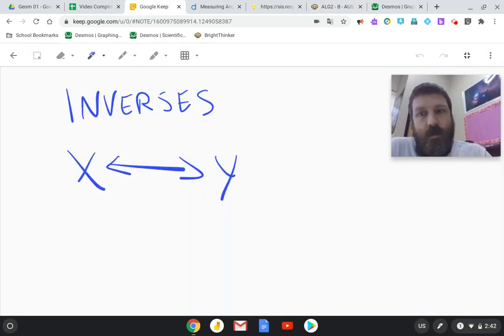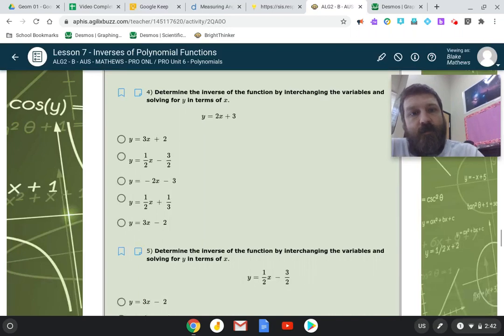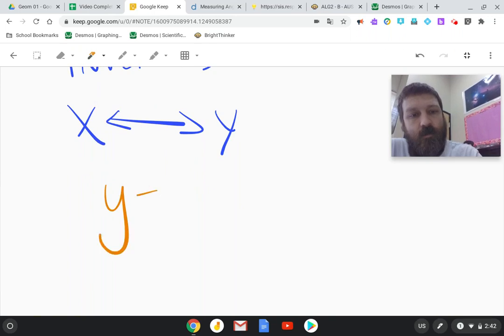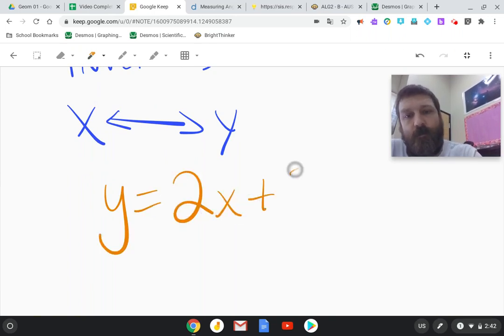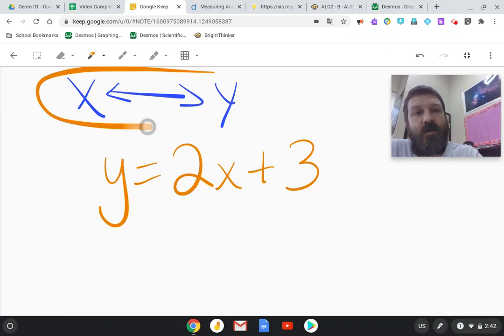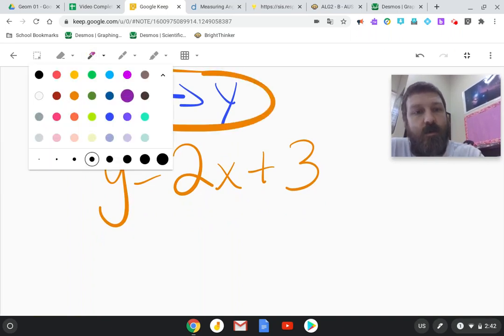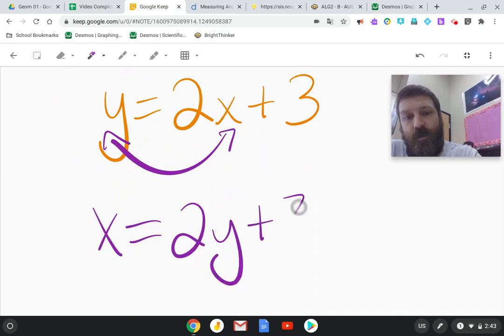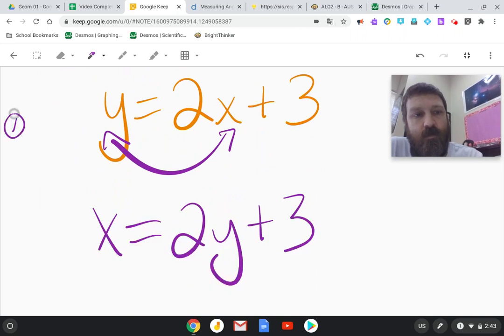So to find the inverse of a function, we have the function y equals 2x plus 3. Let me write that down. Y equals 2x plus 3. We are going to do what we said right here. We are going to switch the x and the y. So I'm going to have a new function, x equals 2y plus 3. But that's not the end of the process. That is step 1: switch x and y.